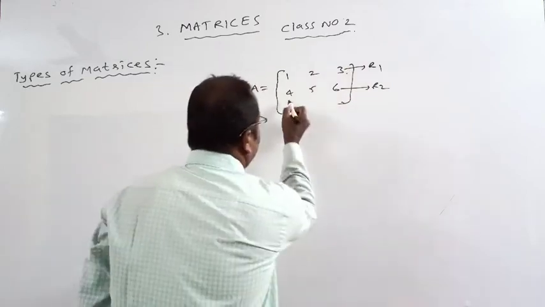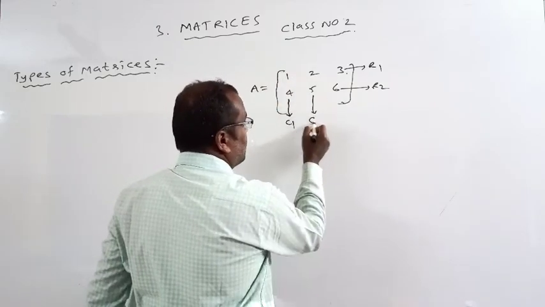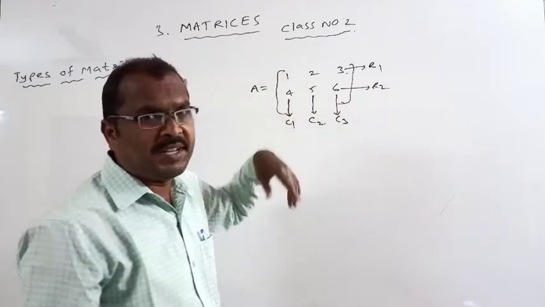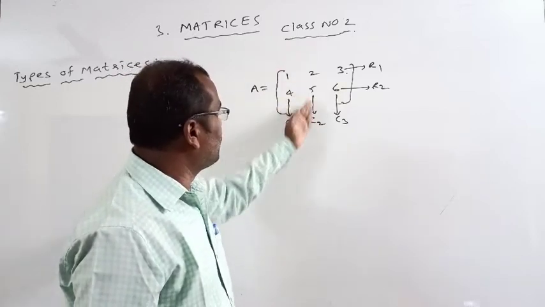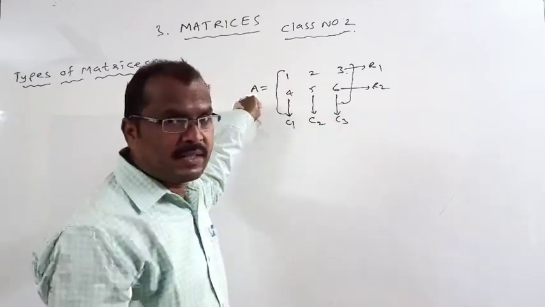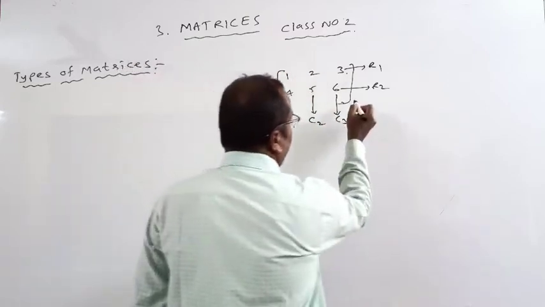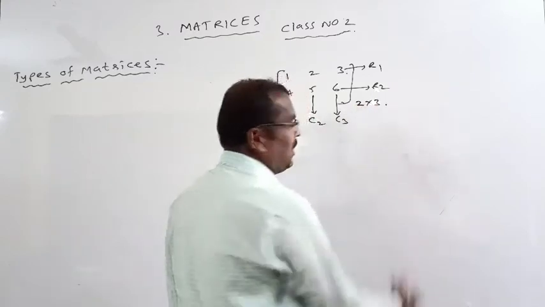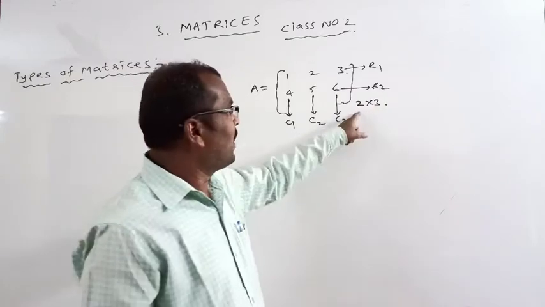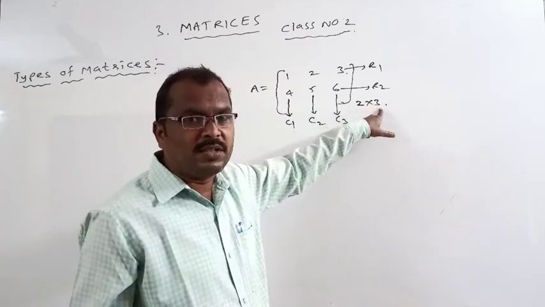The vertical lines are said to be columns, denoted by C1, C2, C3, etc. Columns are counted from left to right, like this, 1, 2, 3, etc. So this matrix contains 2 rows and 3 columns. Its order is 2 cross 3. It can be read as 2 cross 3 or 2 by 3. The first number denotes the number of rows. The second number denotes the number of columns.